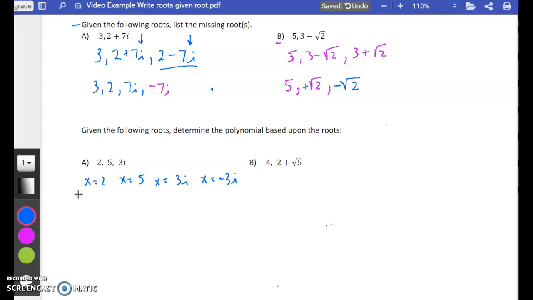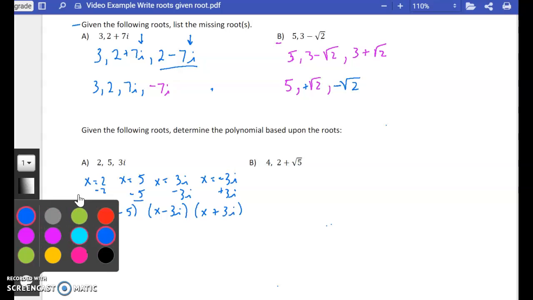When we write these out as factors, we're going to subtract 2. So that gives us x minus 2. We're going to subtract 5. That gives us x minus 5. We'll subtract 3i. That gives us x minus 3i. And then we're going to add 3i for this one. That will give us x plus 3i.